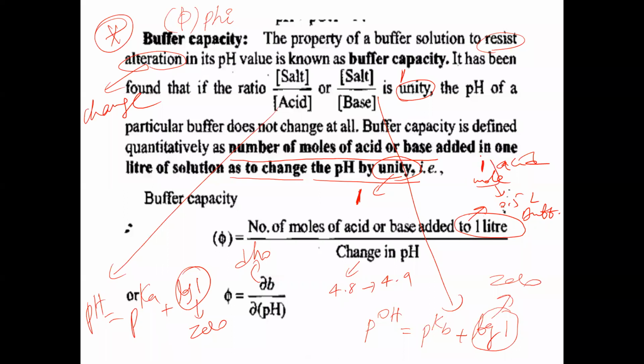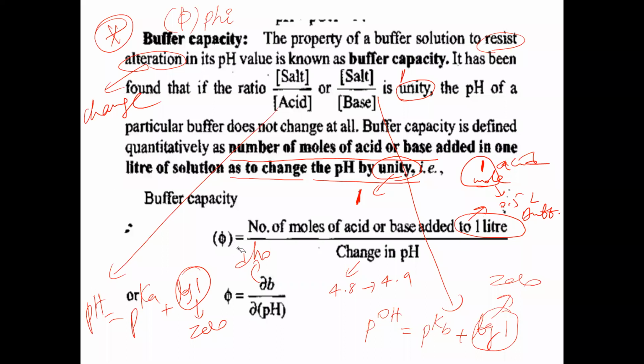Or suppose 1 mole of acid is added to half a liter of buffer solution. Then to 1 liter, how much will be added? 2 moles. In the numerator, should we take 1 mole or 2 moles? 2 moles should be taken, because 1 mole is added in half a liter, so in 1 liter 2 moles will be added. And the change in pH is 4.9 minus 4.8, which is 0.1. Like that we get buffer capacity.